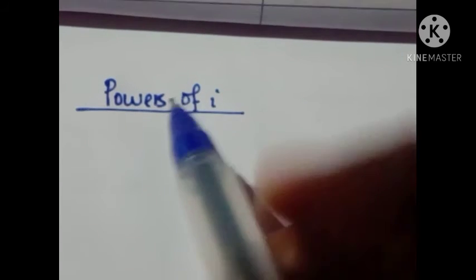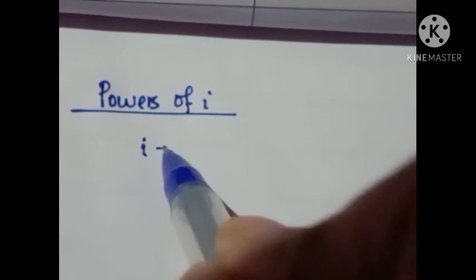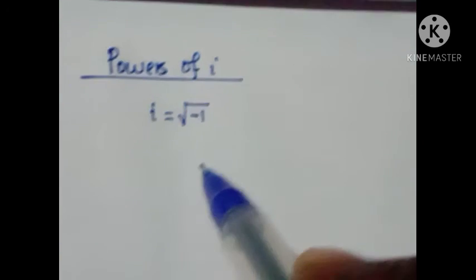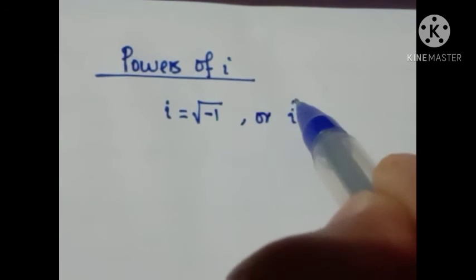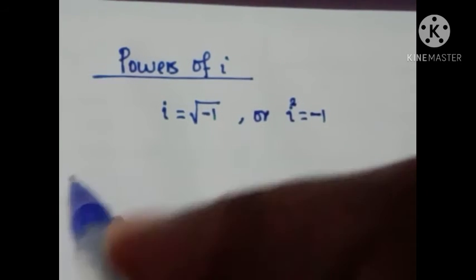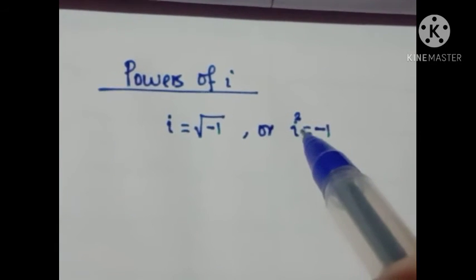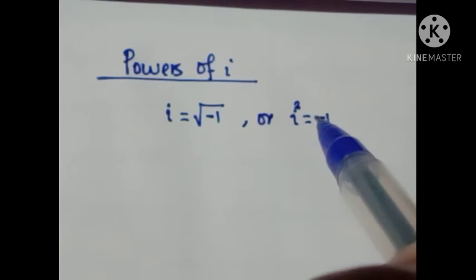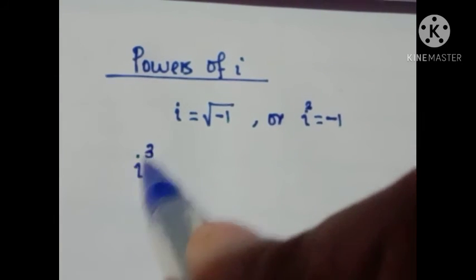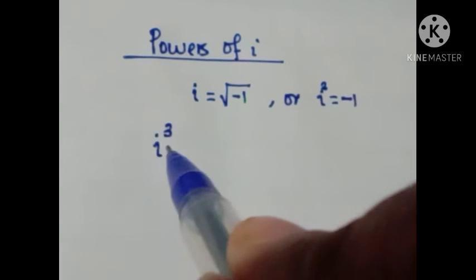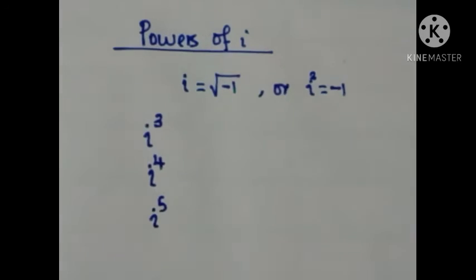See, powers of i. i means iota, the imaginary number, and its value is root of negative 1. i equals root of negative 1, or i square equals negative 1. So here the power of i is 2. If it is 2, then i square gives minus 1. So what is i cube? What is the value of i cube, or i raised to 4, i raised to 5 and so on?